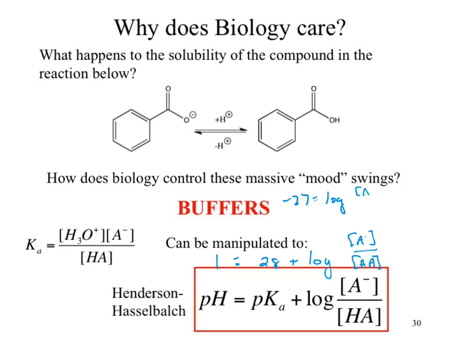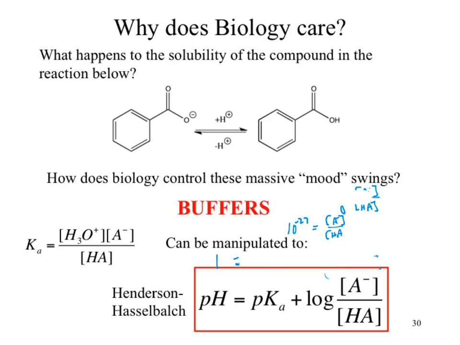How do we get rid of the log? The anti-log. Nice, that works. Kind of a cheating way to say that statement, but that's true. 10 to the power. Okay, so if we do 10 to the power, we get 10 to the negative 27 equals A minus over HA. Now I'm going to erase all that other junk.